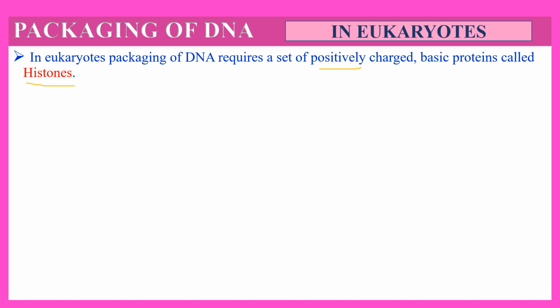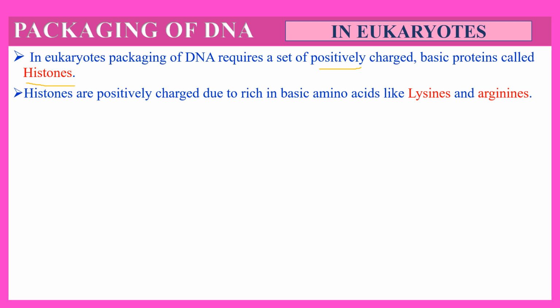As you know, protein means it is made up of a chain of amino acids. Histones are also proteins. They are also made up of a chain of amino acids. Of those amino acids, lysines and arginines are rich in histones, and because of this reason they are positively charged. Histones are positively charged due to being rich in amino acids like lysines and arginines.